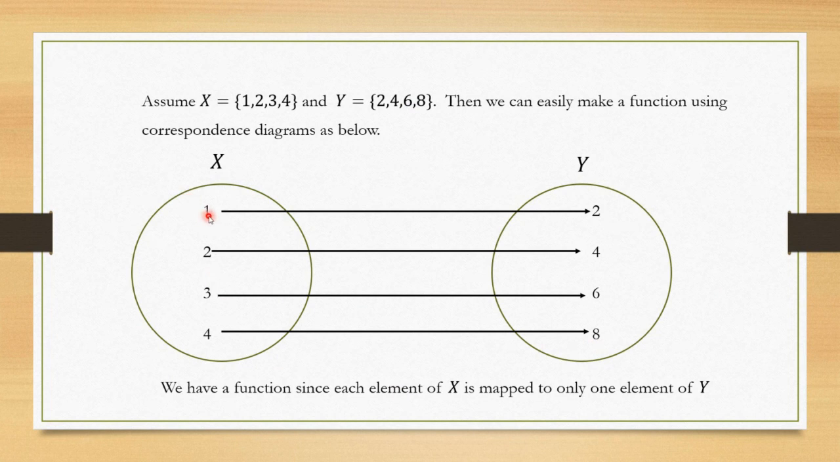For each element in x, we have an arrow drawing it to its output. So the function would be all the arrows together. The function is taking this element 1 as input, and it gives you back 2 as output. 1 is our input, that goes in. 2 is our output. 2 is our input, that goes in. 4 is our output.